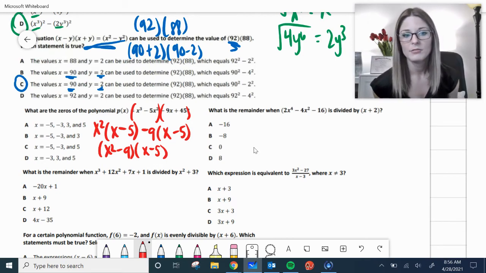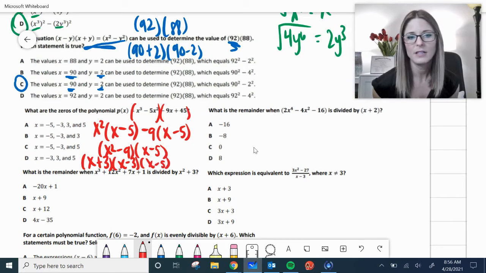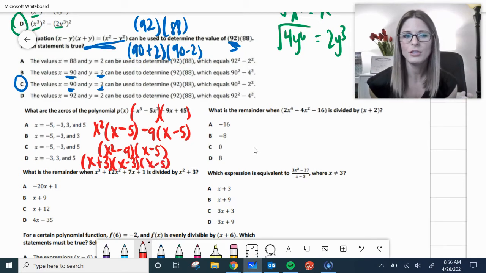Now from here, maybe you notice, that's a difference of squares. X squared minus 9 is equal to x plus 3, x minus 3, and then you have x minus 5. If you didn't notice that, you could take x squared minus 9, set it equal to 0, add 9 to the other side, square root both sides. You took a square root, so plus or minus 3. You could solve it that way.